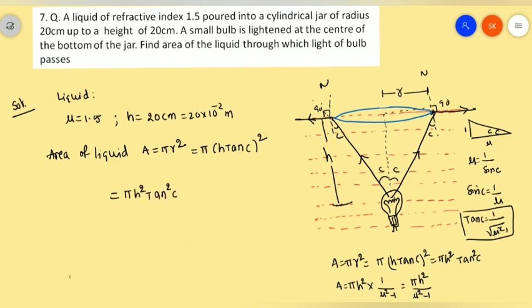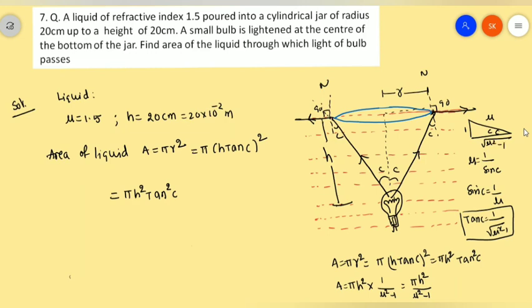We know nu is equal to 1 by sin c. Here also I derived nu is equal to 1 by sin c. From that, sin c is equal to 1 by nu. Looking at this triangle, sin c is opposite side by hypotenuse. Opposite is 1 and hypotenuse is nu. When opposite is 1 and hypotenuse is nu, then the adjacent side we can find using the Pythagoras principle. We get it as under root nu square minus 1.